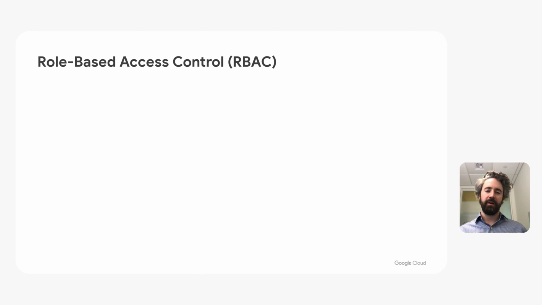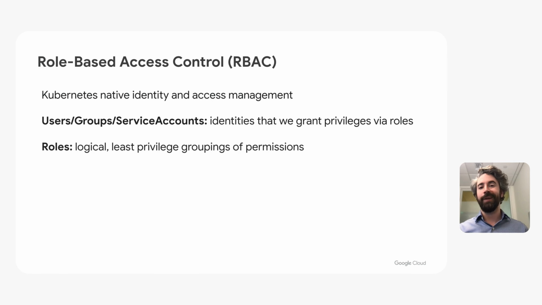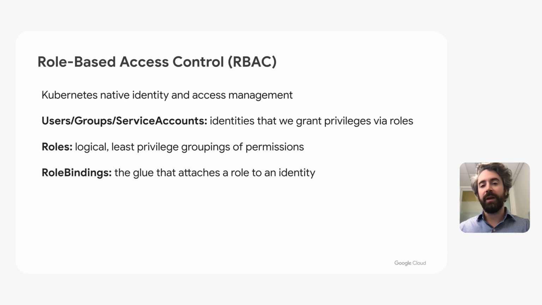Next up, we're going to talk about role-based access controls, or RBAC. RBAC is Kubernetes' native identity and access management solution. There are three primary components to Kubernetes RBAC. The first is identity. Identities can be users, groups, or service accounts. Identities are what we grant privileges to via roles. Roles, which we grant to our identities, are logical least privilege groupings of permissions. Finally, we have role bindings.